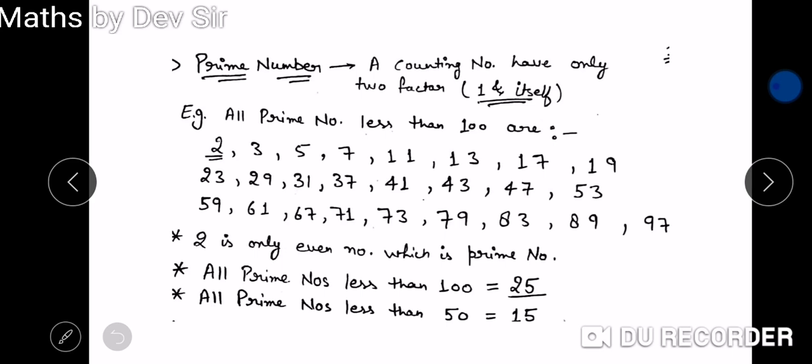Next is about prime numbers. A counting number that has only two factors, 1 and itself. It means if a number has only two factors, 1 and itself, then that number will be a prime number. In other words, if a number is divisible by one and itself only, then that number will also be a prime number. So I have told you two definitions, any one you can write in your homework notebook.